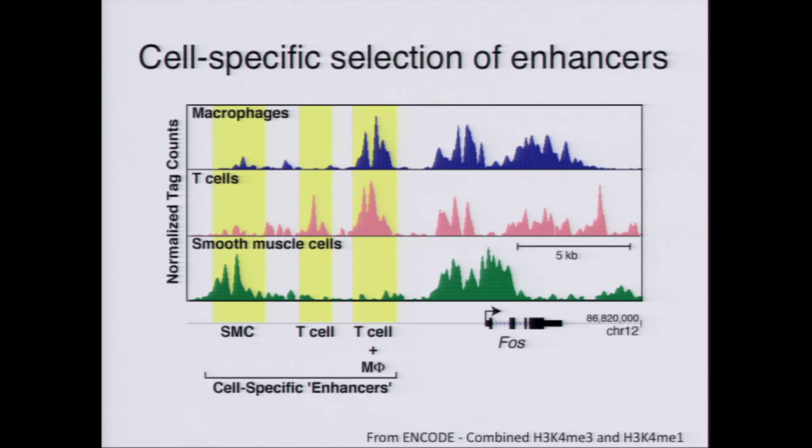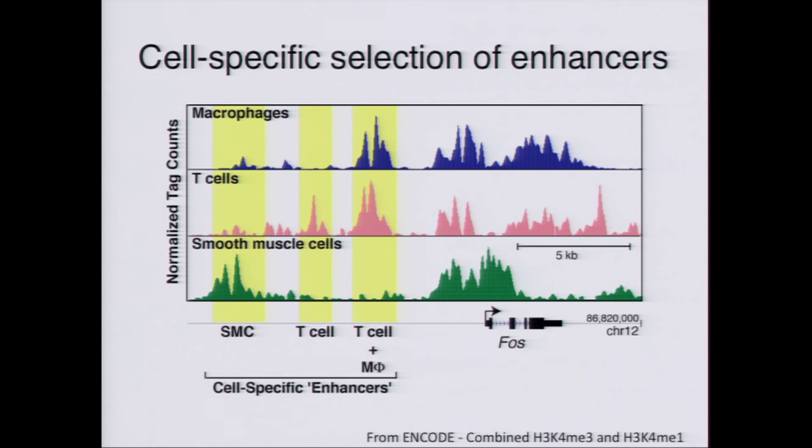Now, what does this look like? This is a genome browser shot that I cobbled together from data from the ENCODE consortium. What I've done here is to combine tracks for H3K4 trimethylation, which is present at promoters, with H3K4 monomethylation at enhancers, and to do so for three different cell types. So what you're looking at from top to bottom are these composite tracks for macrophages, T cells, and smooth muscle cells. And this browser track happens to be located in the vicinity of the CFOS gene.